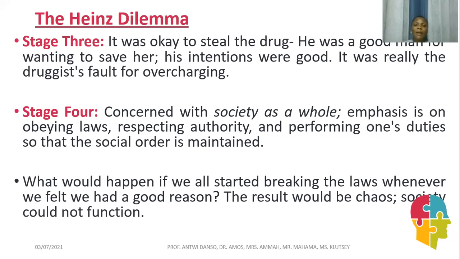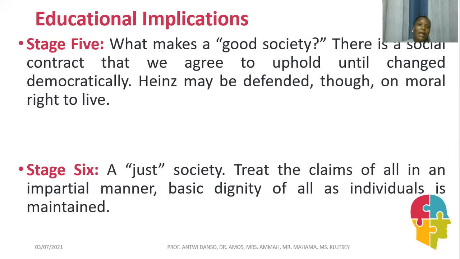So they say, what will happen if we all started breaking the law whenever we feel we have a good reason? As a result, there will be chaos and society will not function. So they will say Heinz's action was wrong. Somebody who is at stage 5 will ask, what makes a good society? There is a social contract that we all agree to uphold until it is changed democratically, like everybody agrees that it should be changed. So Heinz may be defended, on the moral right to live.